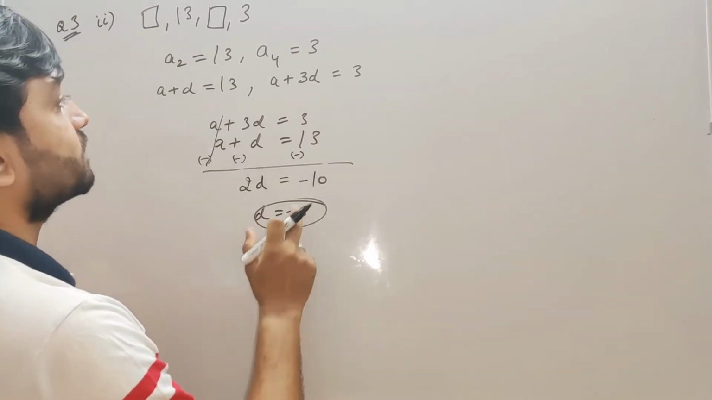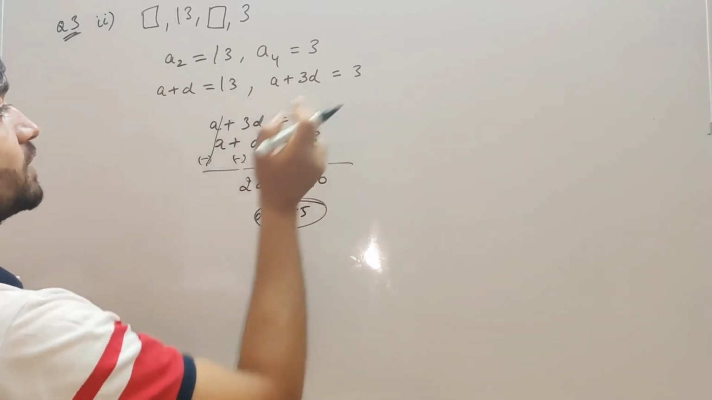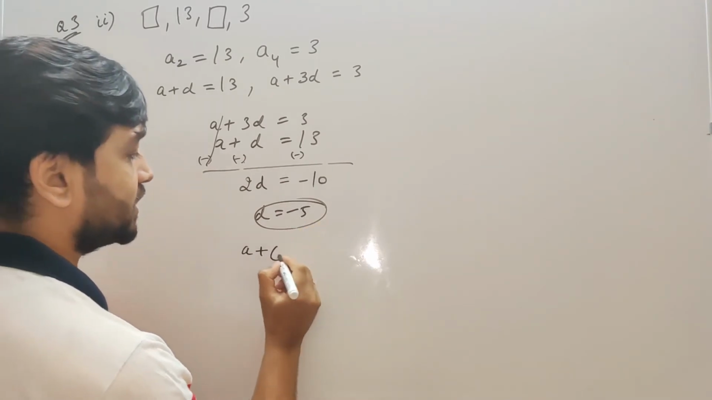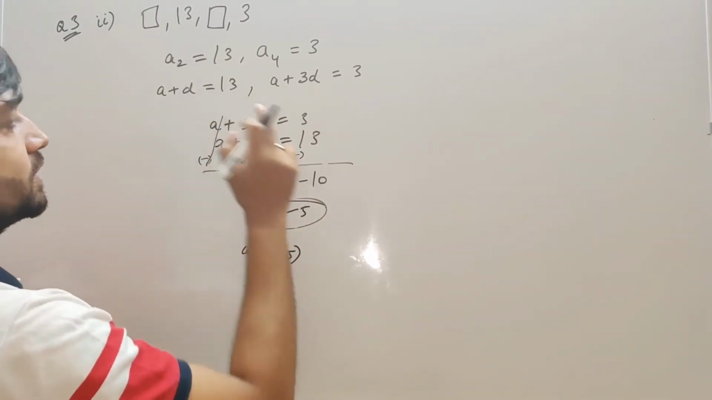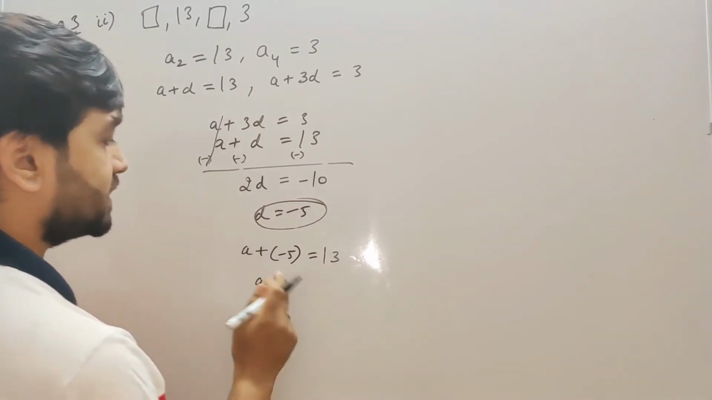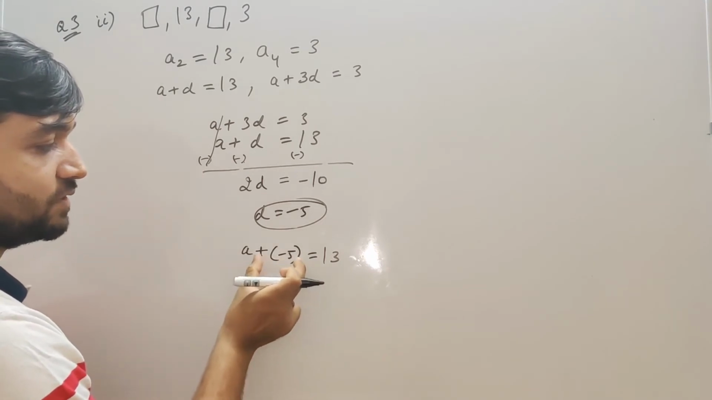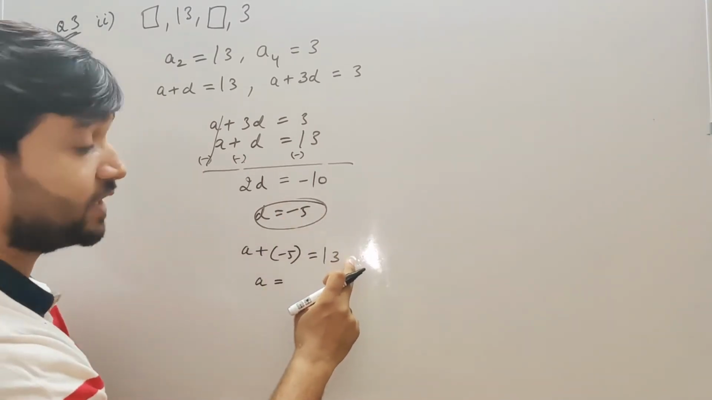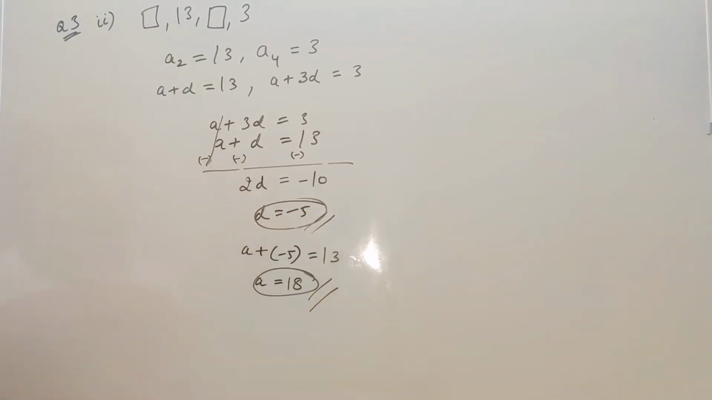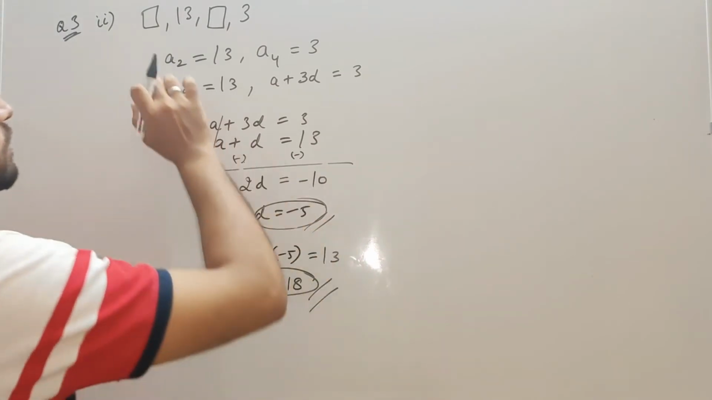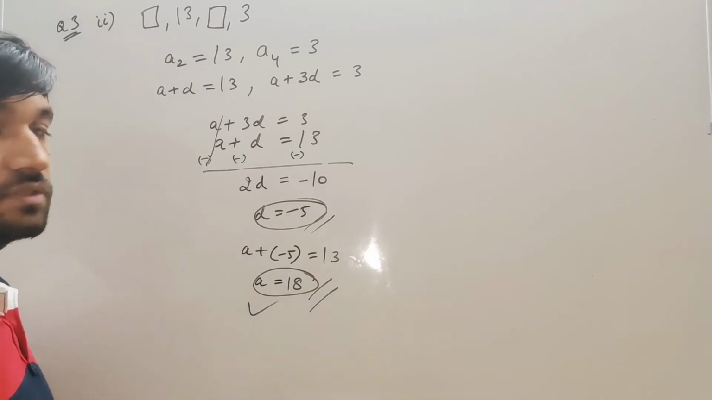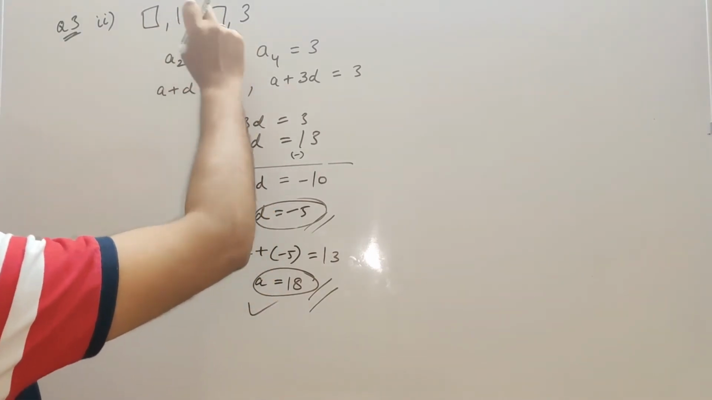We can substitute this minus 5 value in one of the equations, this one or that one. I'll substitute in this one: a plus d, where the d value is minus 5, is equal to 13. I simplify and get a as 13 plus 5, because this minus 5 becomes plus 5 when it goes across. 13 plus 5 is 18. So we got the a value and the d value. We need these two values to find the third term. The first term, a value, we got it. Now this is your third term, first, second, third. So A3.